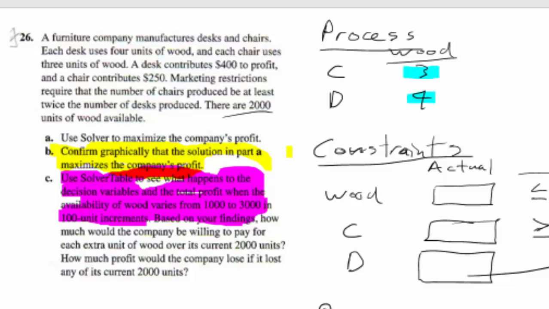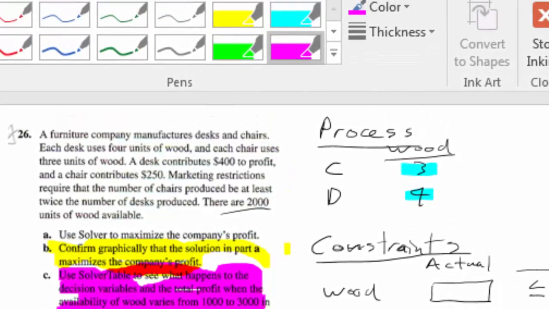Based on your findings, how much would the company be willing to pay for an extra unit of wood over its current 2,000 units? That's going to be that shadow price of wood. How much profit would the company lose if it lost any of its current 2,000 units? Okay, so availability of wood varies from 1,000 to 3,000 in 100 unit increments.